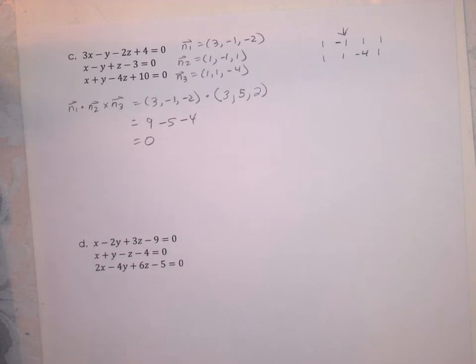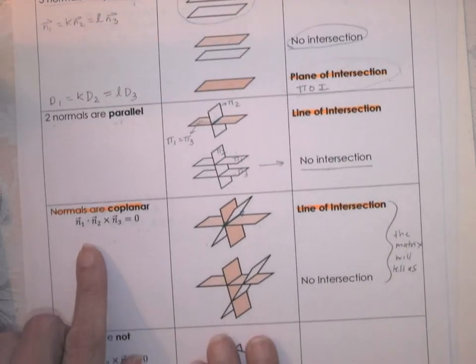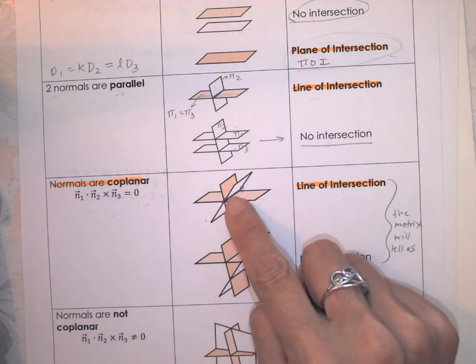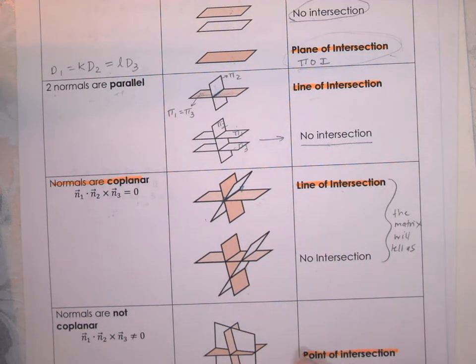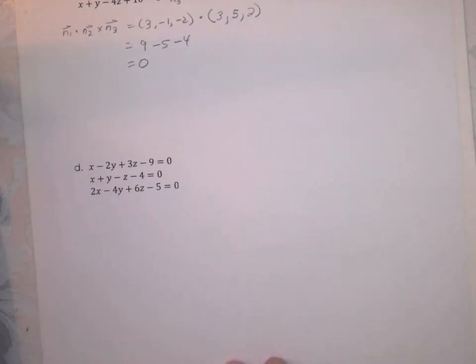So the normals are coplanar, which means if we look back at our chart, there's two possibilities for normals being coplanar. Either you can have the line of intersection, kind of like this star pattern, or you can have kind of like this triangular pattern, which leads to no intersection. And we haven't learned yet how to tell the difference, but we will in the next lesson. So for now, we can only narrow it down to two possibilities.